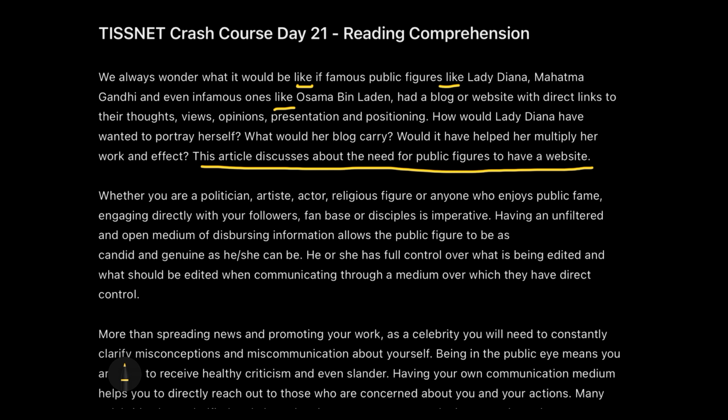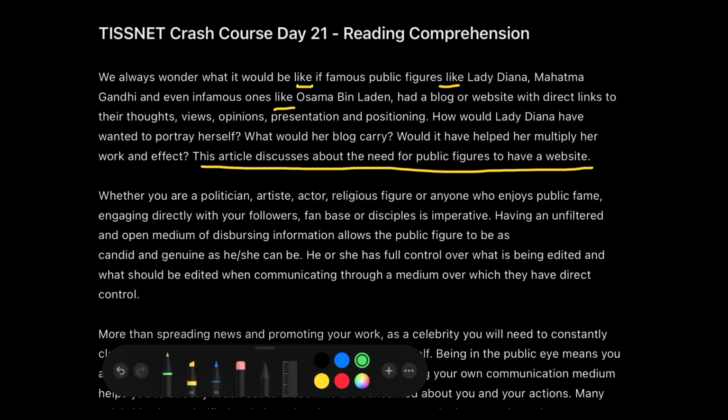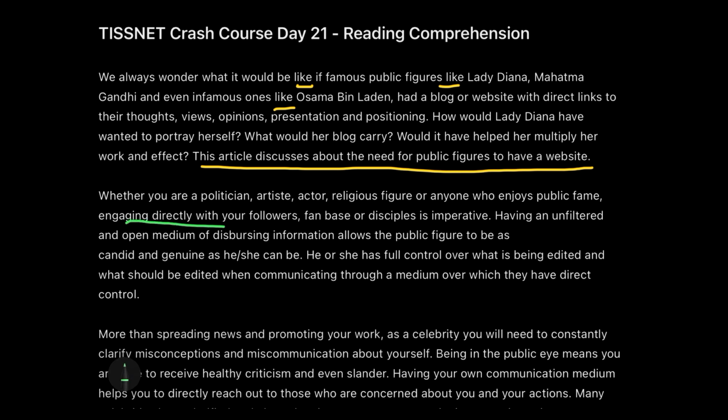Okay. Now, coming to the next passage: whether you are a politician, artist, actor, religious figure, or anyone who enjoys public fame, engaging directly with your followers, fan base, or disciples is imperative, it's important. Having an unfiltered and open medium of disbursing information allows the public figure to be as candid and genuine as he or she can be. He or she has full control over what is being edited and what should be edited when communicating through a medium over which they have direct control. So that means this entire paragraph is about what?